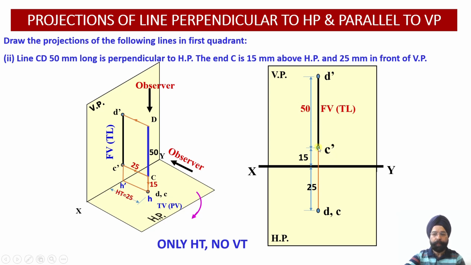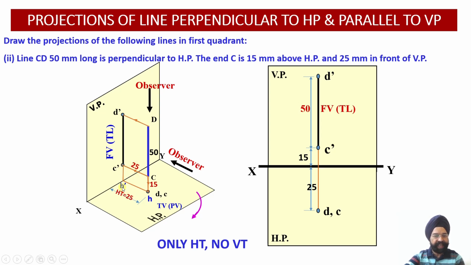So this is the projection in the front view. Does this projection meet my XY line? No. So this projection does not meet my XY line. Since it does not meet my XY line, I am going to extend this projection till it meets the XY line. It is just analogous to this situation.